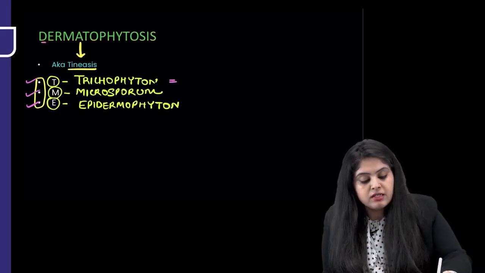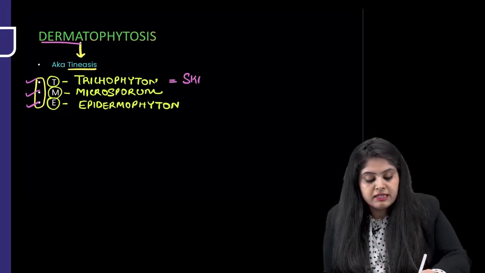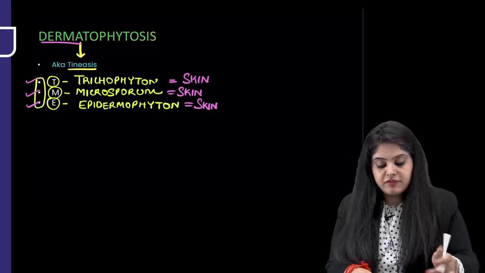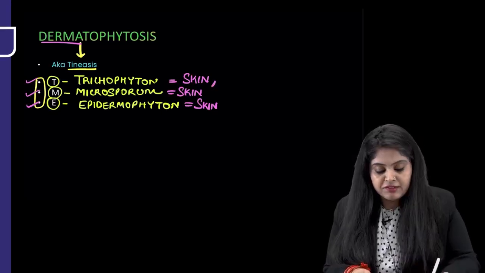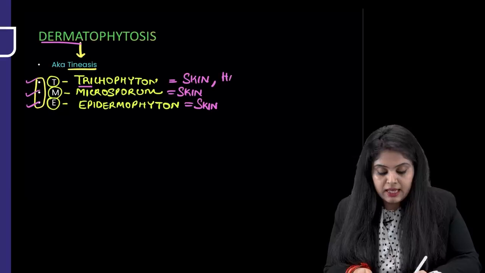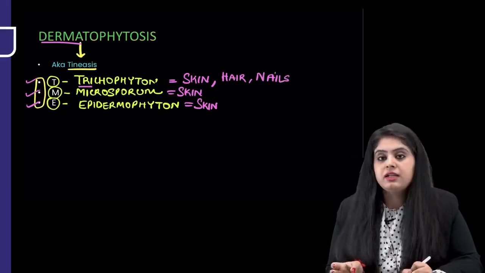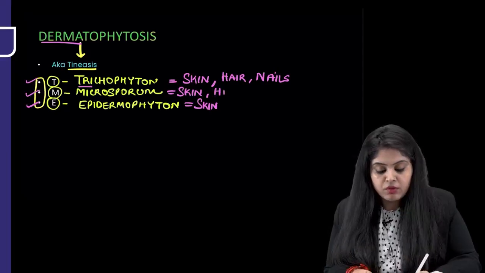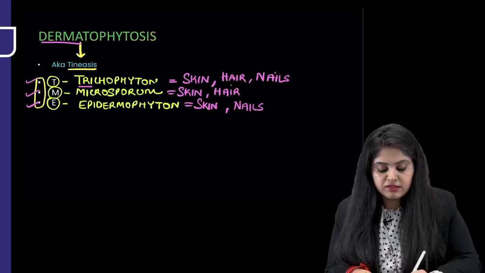All of them are under dermatophytes, which means that skin involvement is going to occur with each one of them. Skin is mandatory, the skin infection will be there. Other than skin infection, please remember, when I say tri, it means all three things: skin, hair, and nails. Because there are three things in dermatology, right? Skin, hair, and nails. So in Tricho, all three will be affected. In Microsporum, it is skin and hair. And in Epidermophyton, it is skin and nails.